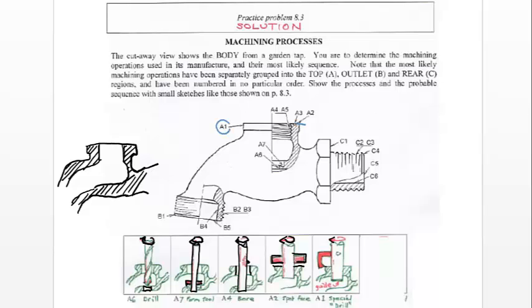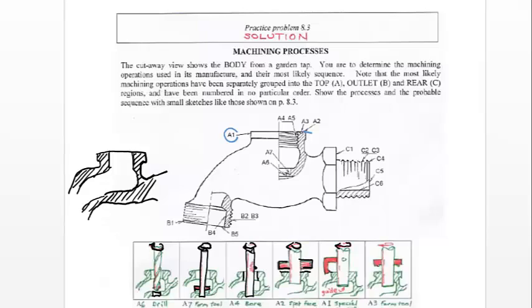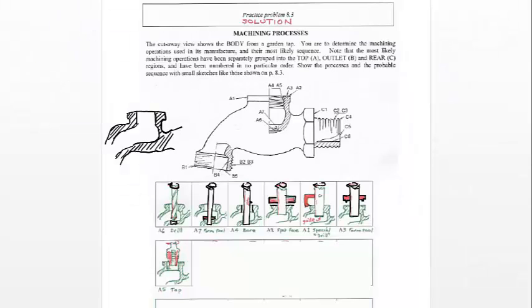Next will be A3. You will notice that there is a small hole at the point of A3, so in order to get this we will be using another form tool which will have this small shape to create that small slot inside it. The last point is A5.